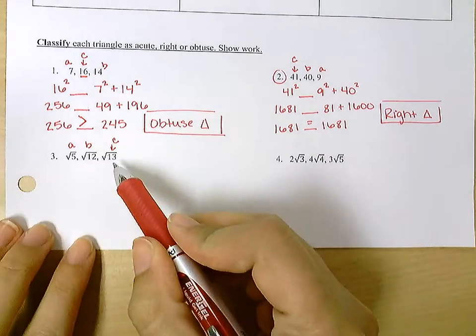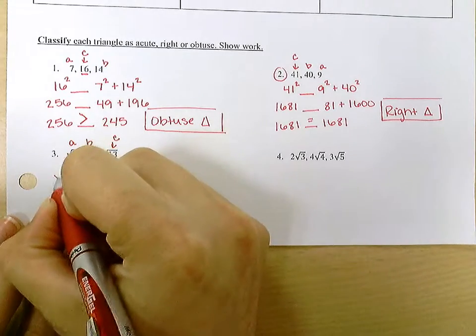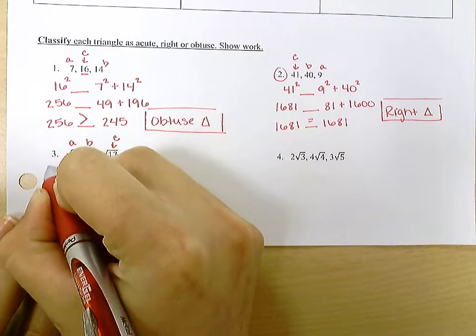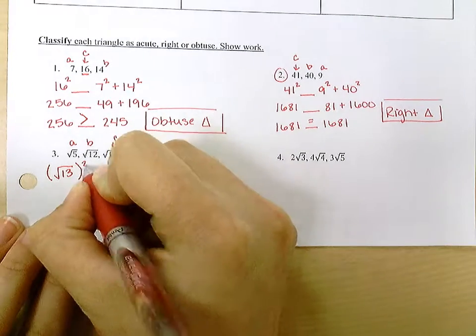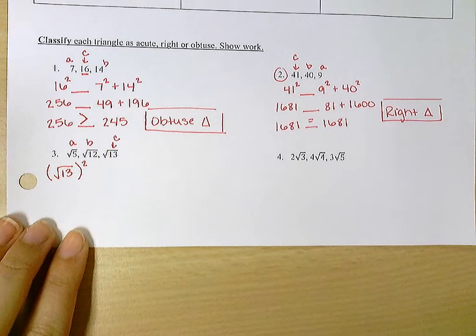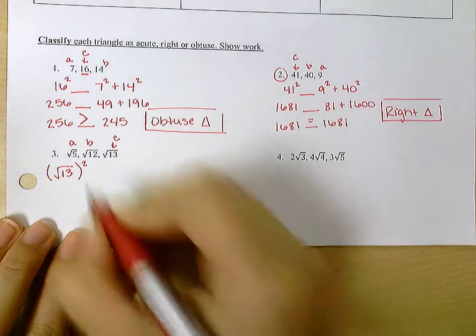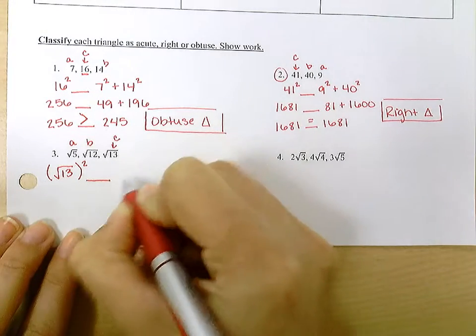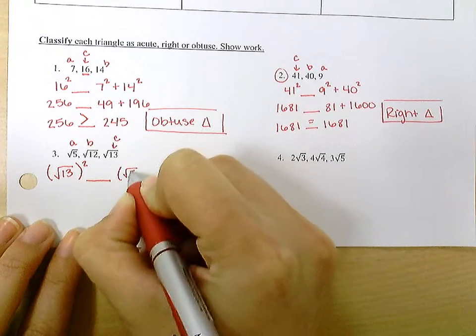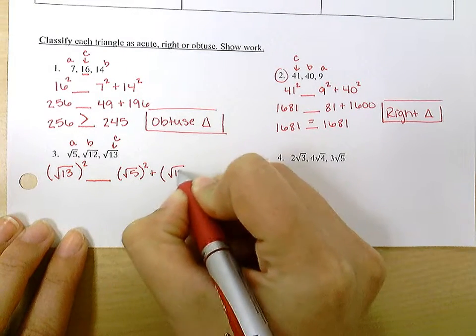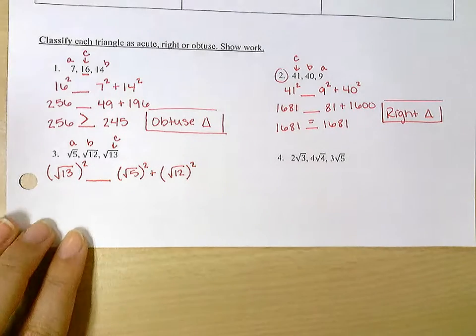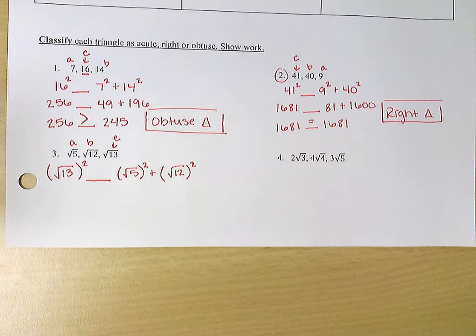Now I always want to start with my C value first. So I have the square root of 13. I'm going to put parentheses around it. That is squared. Okay, so I have the square root of 13 squared compared to the square root of 5 squared plus the square root of 12 squared. What happens when I square a square root?